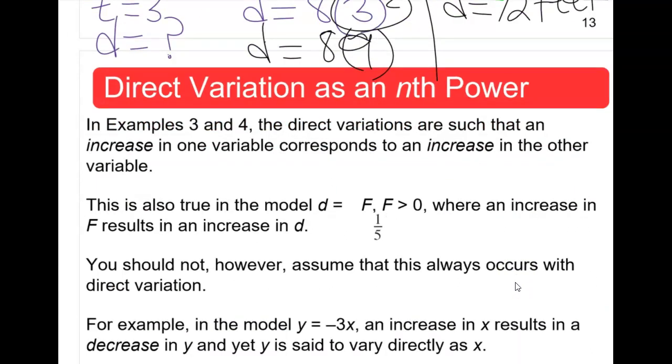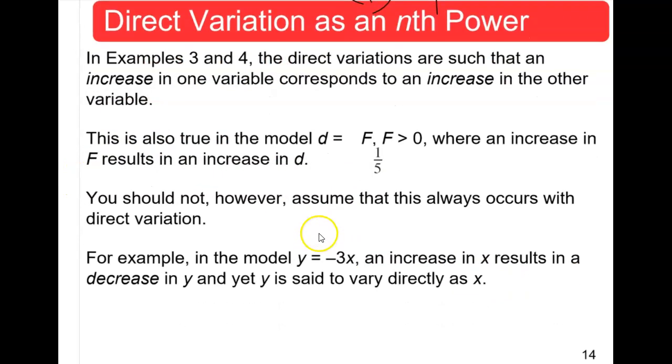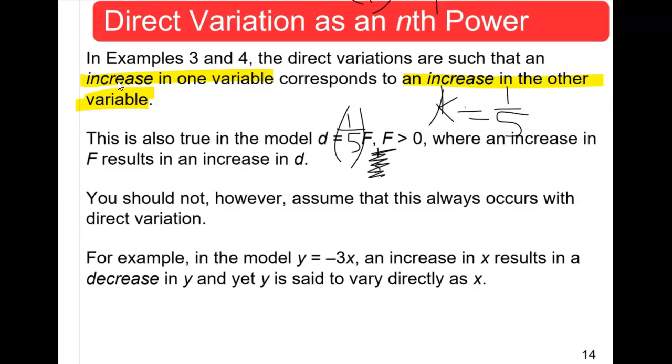Okay, now in examples 3 and 4, the direct variations are such that an increase in one variable corresponds to an increase in the other variable. That's what we see with direct variation. So here I just want to point out that the 1/5 that you see flying here shouldn't be there. That should be here in front, multiplying f. And that will be like the constant of proportionality, 1/5.